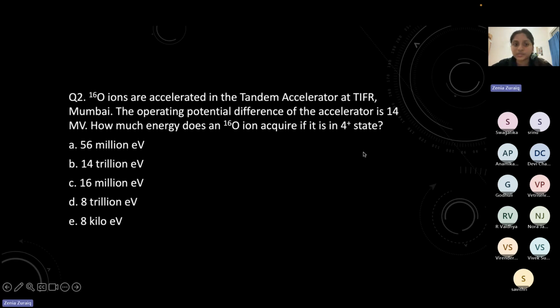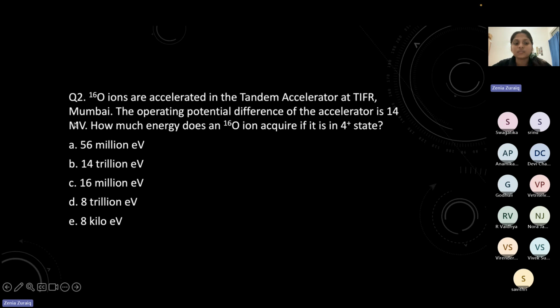Okay, so this is the next question. 16 O ions are accelerated in the tandem accelerator at TIFR Mumbai. And I think this was mentioned in your classes, but the tandem accelerator is a LINAC, it's a linear accelerator. The operating potential difference of the accelerator is 14 MV. MV is megavolt.